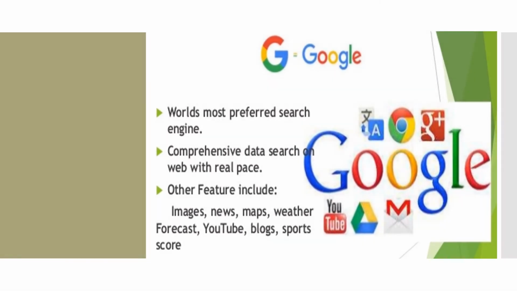Another example is Google. Okay, its performance differentiation is that it is the world's most preferred search engine. It comprehends data search on the web at real pace. Other features include images, news, maps, weather forecast, YouTube, blogs, and sports scores.